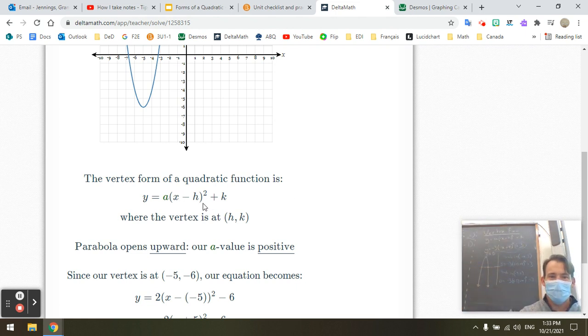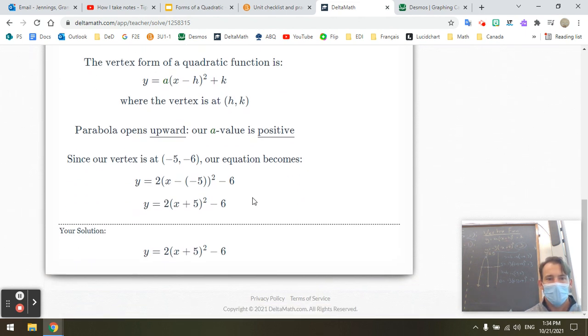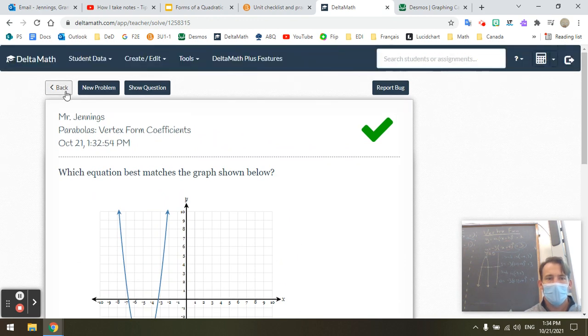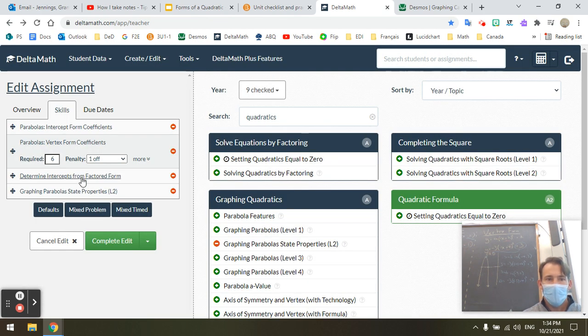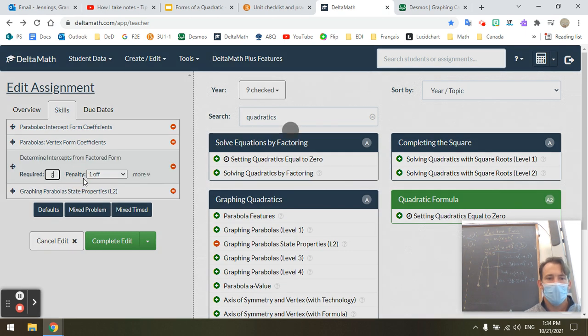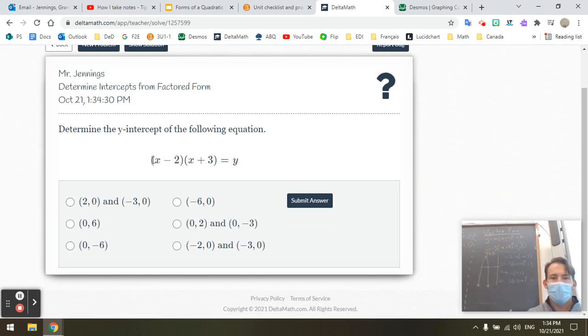Okay, so here, this is the vertex form of a quadratic: a times (x minus h) squared plus k. The vertex is at h and k, so that would be there. But I have to remember to flip the sign of the x value. The parabola opens upwards, our a value is positive, and they show you the flipping of the sign, so it's very nice. All right, so you're going to learn to read vertex form here, and then determine the intercepts from factored form. So here, I want to be able to also look at this type of question and say, where does this parabola touch the y-axis?